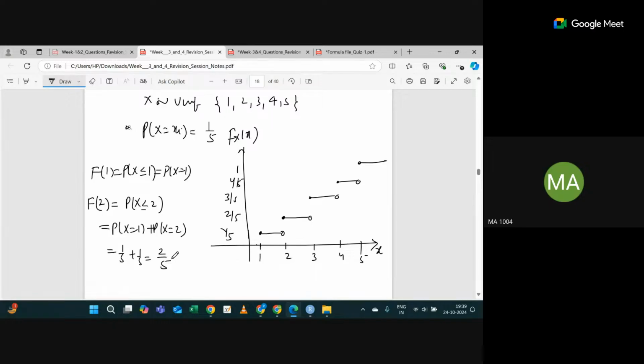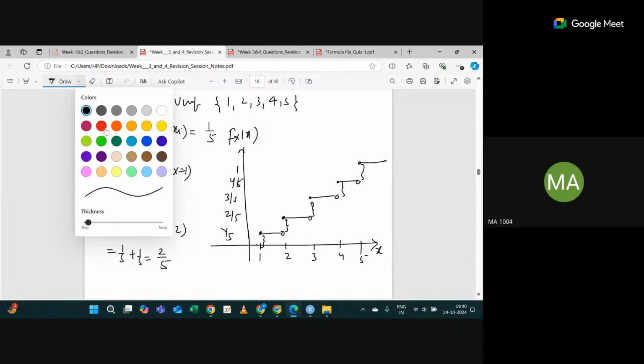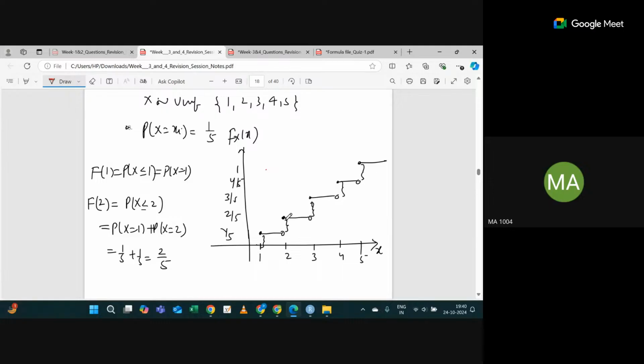And this is the step function. If your CDF plot is like this, you can see this kind of jump, right? This jump is nothing but the probability at a single point. What I mean by that is, suppose I'm asking what is the probability that x equals 2, this jump will give you the probability at x equal to 2, and this jump will give you the probability at x equal to 3.